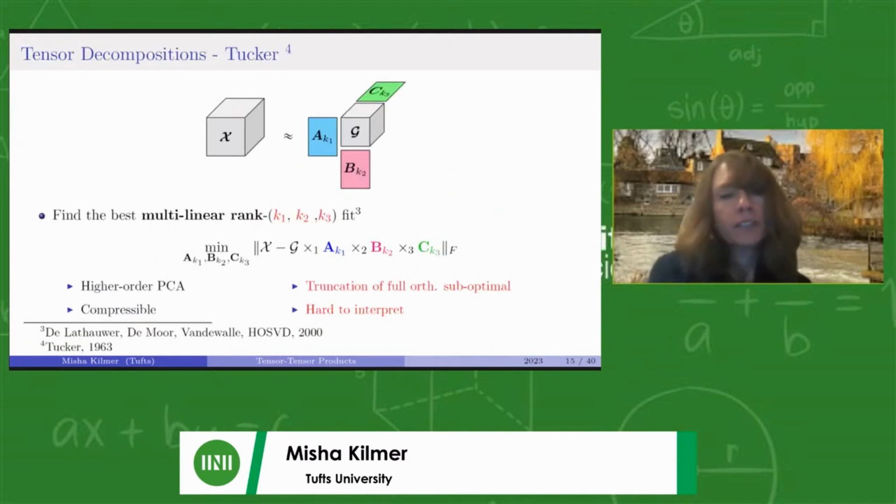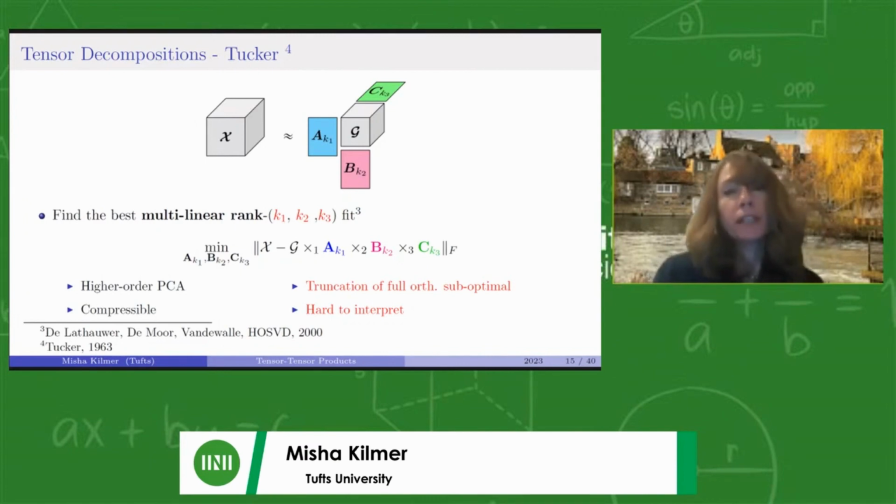Another generalization that you'll see in the literature that's quite popular is something called the Tucker-3 decomposition. And that is an approximation of the tensor into something called a core tensor, that's the script G here, and 3 factor matrices. If the factor matrices have fewer columns than rows, then we have a compressed representation of the tensor. So we just need to store the core, which is K1 by K2 by K3, and the 3 factor matrices.